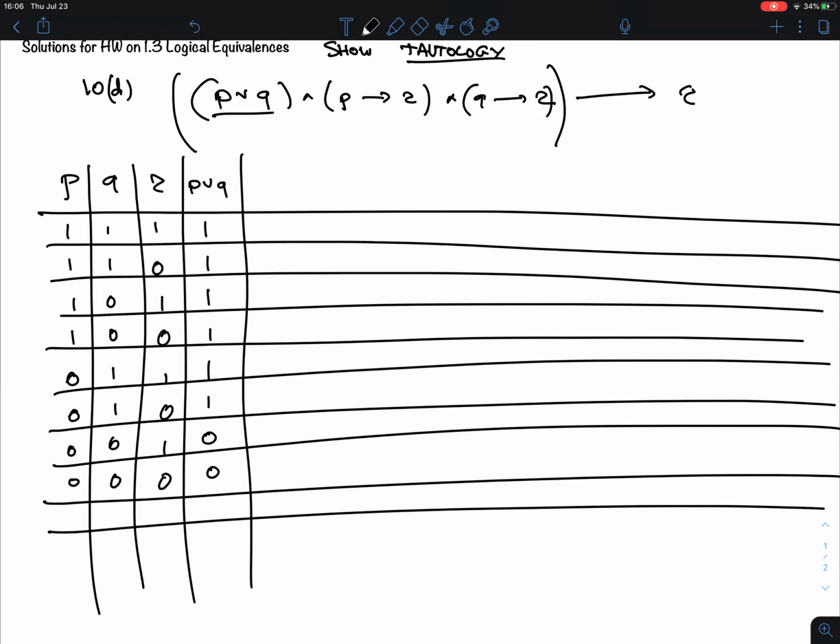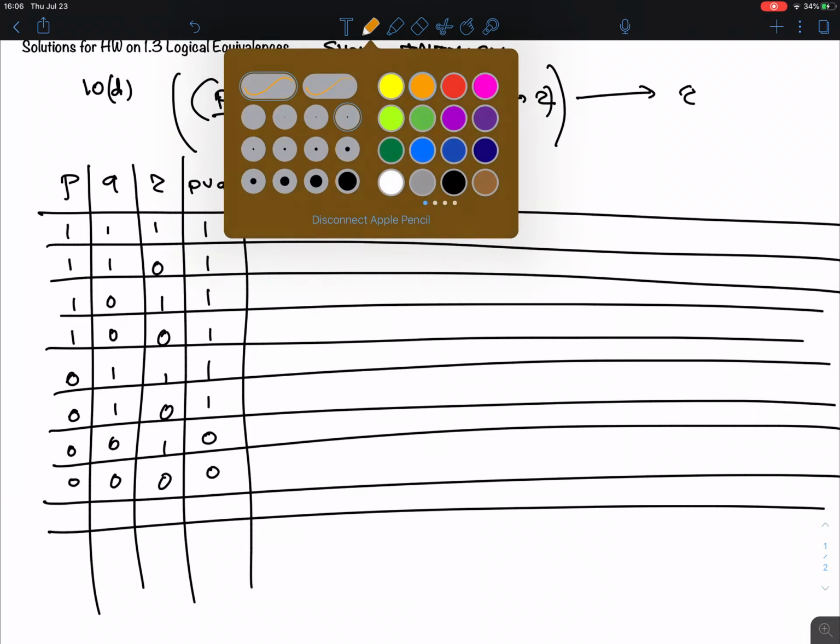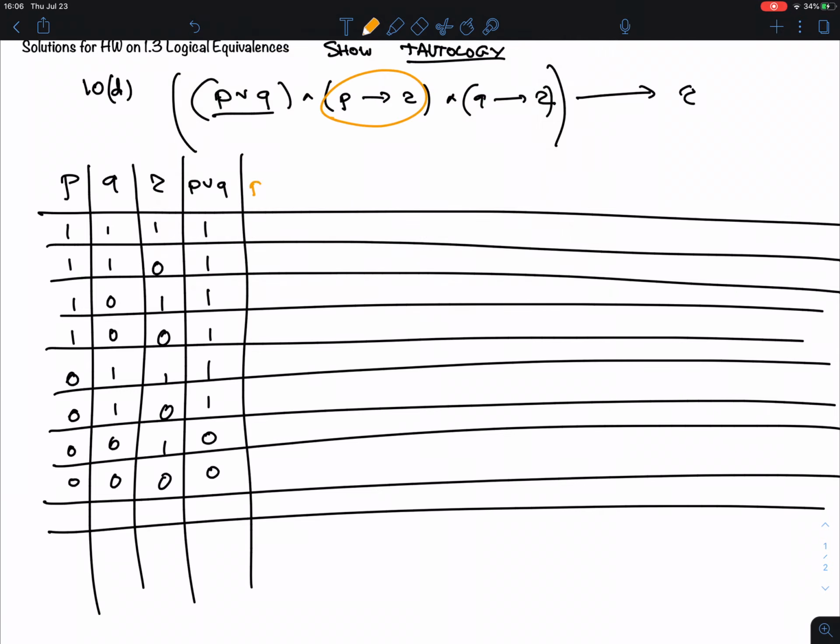The next one, I'll do it in a different color, is P then R. So now we're looking for ones here and zeros here. So this would be an instance of that here and an instance of that here. So these are the two zeros, and everywhere else we get a 1.